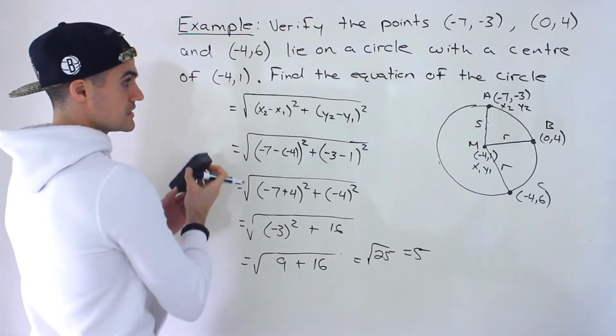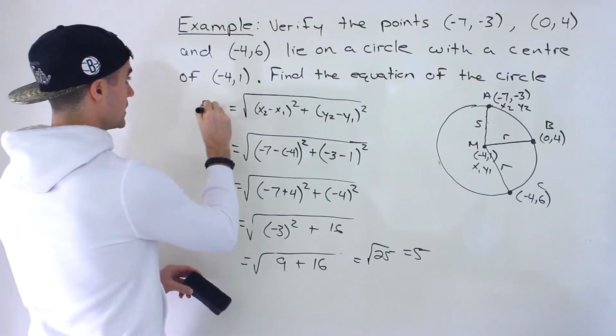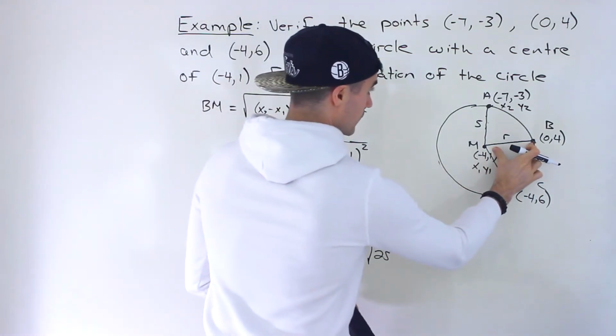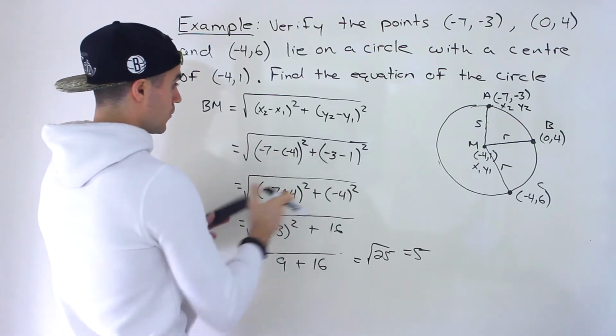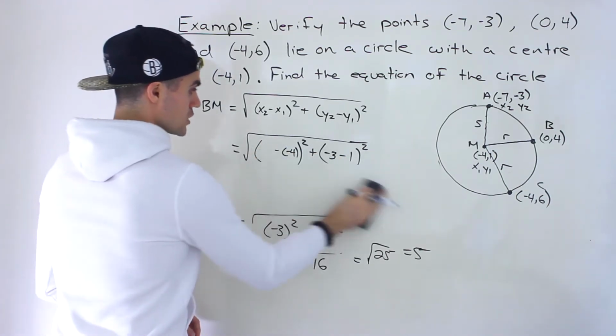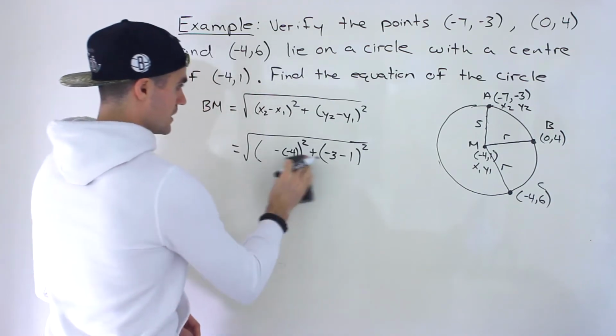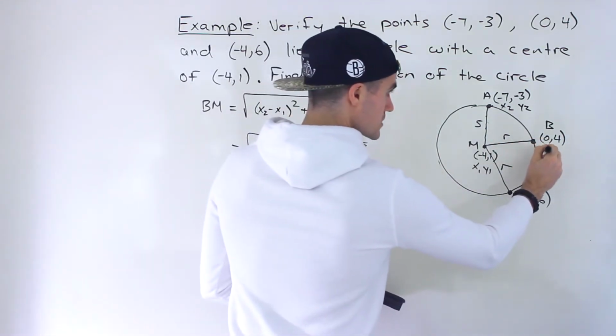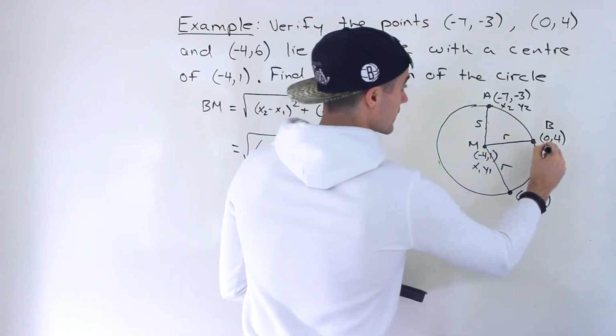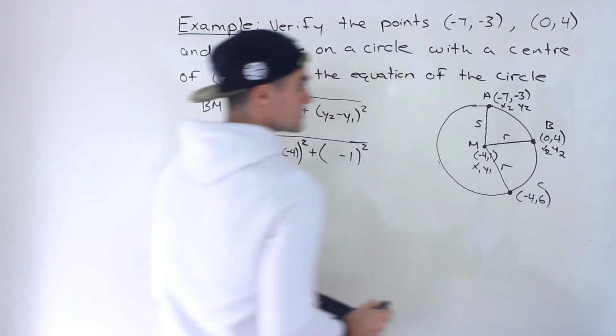So now let's find the distance from B to M right here. And so M we already have labeled as x1 and y1. So really all we've got to change is the x2 and then the y2. So this would be x2, y2, like that.